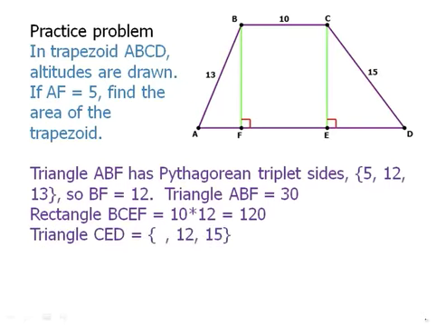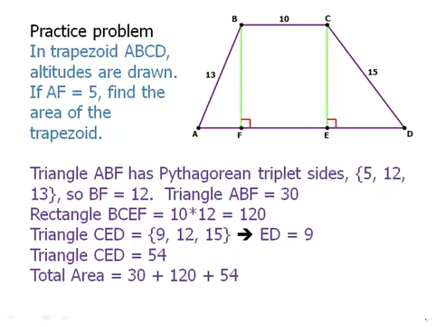Now that triangle on the left, triangle CED, that's going to be blank, 12, 15. Well, of course, that's a 3, 4, 5 triangle multiplied by 3, so that's going to be 9, 12, 15. And then the area, 1/2 times 9 times 12, well, that's 9 times 6, which is 54. So the whole area is going to be triangle plus rectangle plus triangle, 30 plus 120 plus 54, and that equals 204.